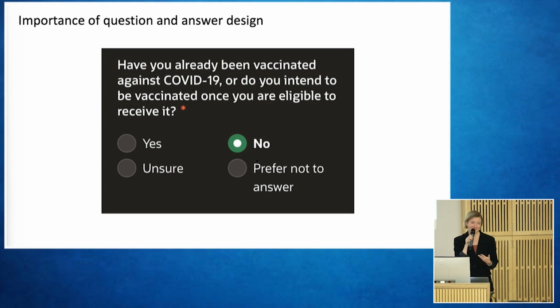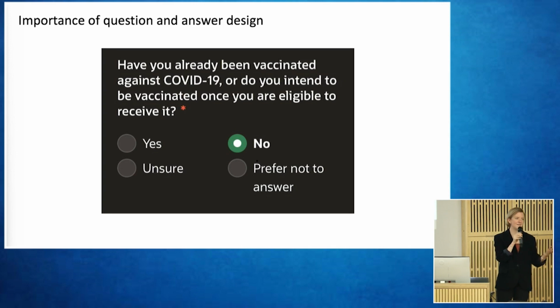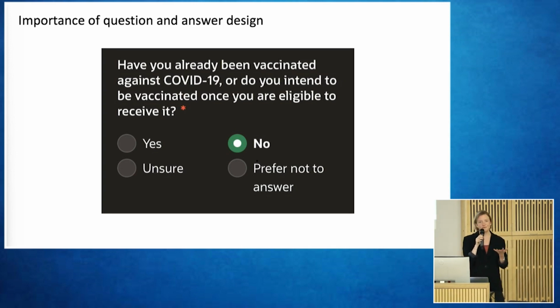So this is just an example of a badly designed question. This is called a double-barreled question, and I think that we get asked questions like this in surveys all the time. The question is, have you already been vaccinated against COVID-19, or do you intend to be vaccinated once you are eligible to receive it? That's fine. A yes, no, unsure, or prefer not to answer, that's fine.